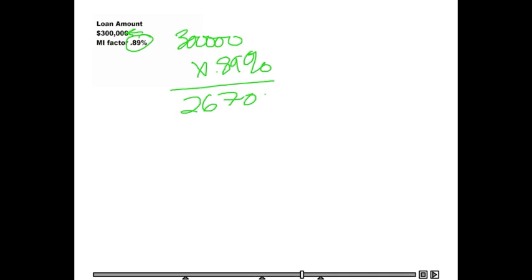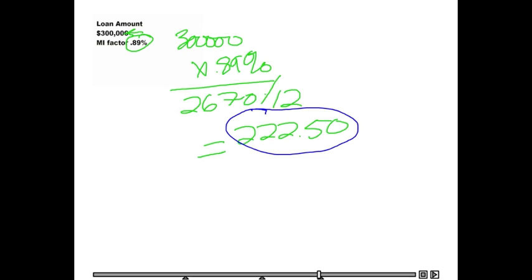Okay, that number right there represents the annual mortgage insurance payment on the loan. We want to figure a monthly payment, so it's going to be pretty easy. All we're going to do is divide that number by 12, and that's going to give us our monthly mortgage insurance payment. And in this case, that monthly mortgage insurance payment is $222.50. So that right there is how much you will need to add to the borrower's monthly payment for mortgage insurance. You can see that's a lot of money.